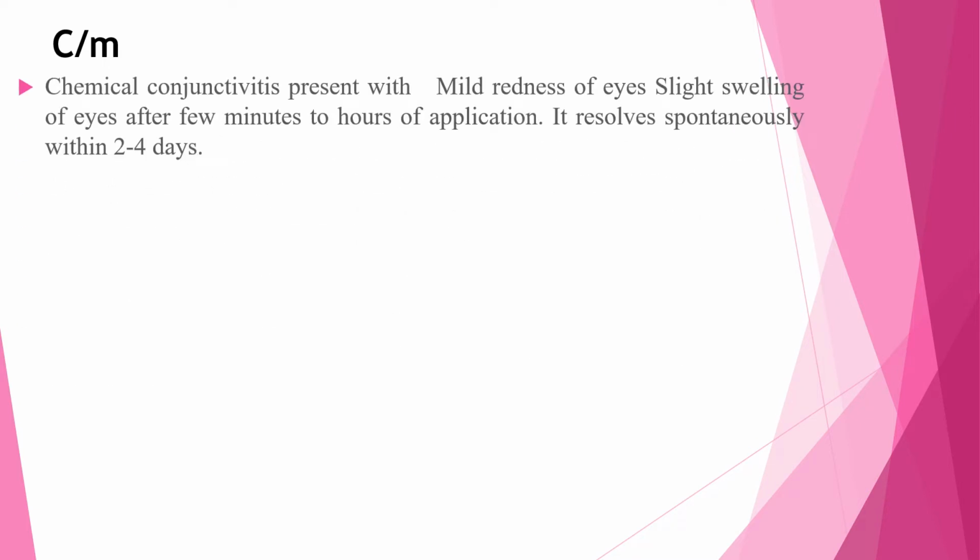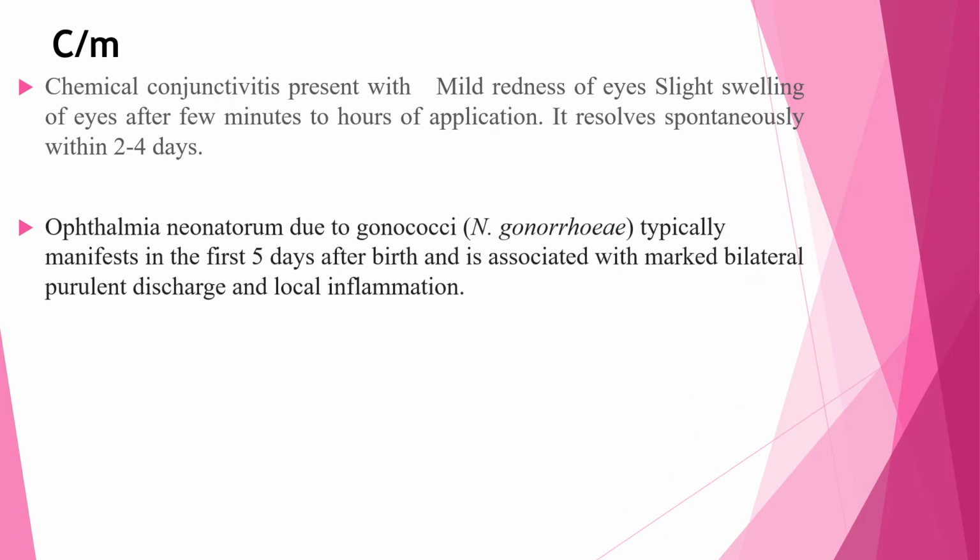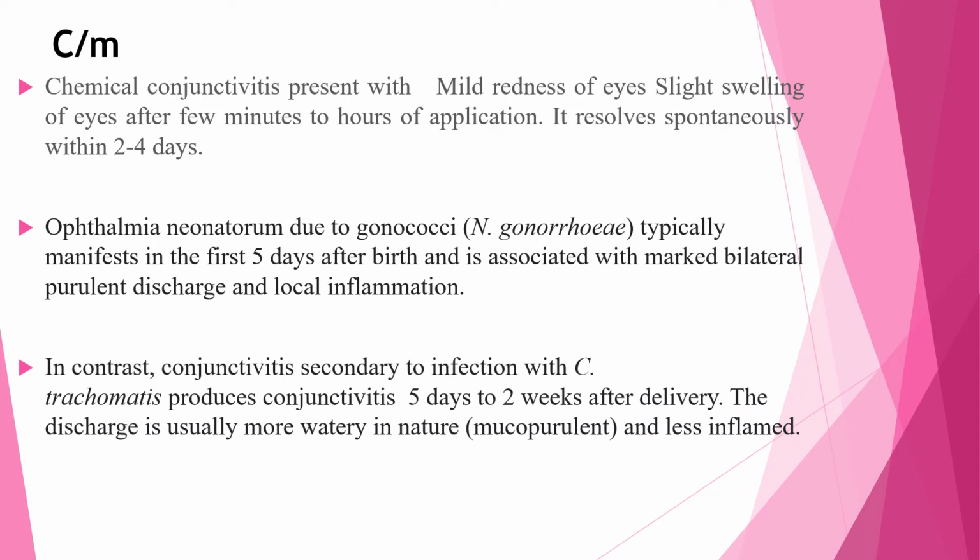When we look at the clinical manifestations of Ophthalmia Neonatorum, chemical conjunctivitis presents with mild redness and slight swelling of the eyes a few minutes to hours after application, and mostly it resolves spontaneously within 2 to 4 days. Ophthalmia Neonatorum due to Neisseria gonorrhoeae typically manifests during the first week of life, especially in the first 5 days after birth, and is associated with marked bilateral purulent discharge and local inflammation. In contrast, conjunctivitis secondary to Chlamydia trachomatis appears 5 days to 2 weeks after delivery. The discharge is usually more watery and less inflamed.